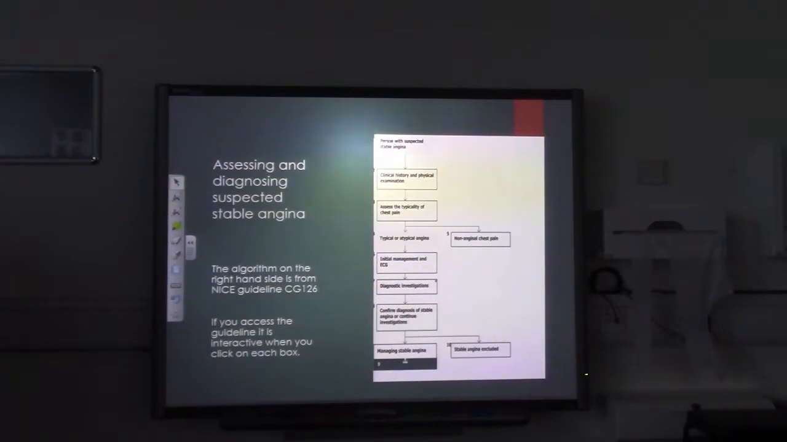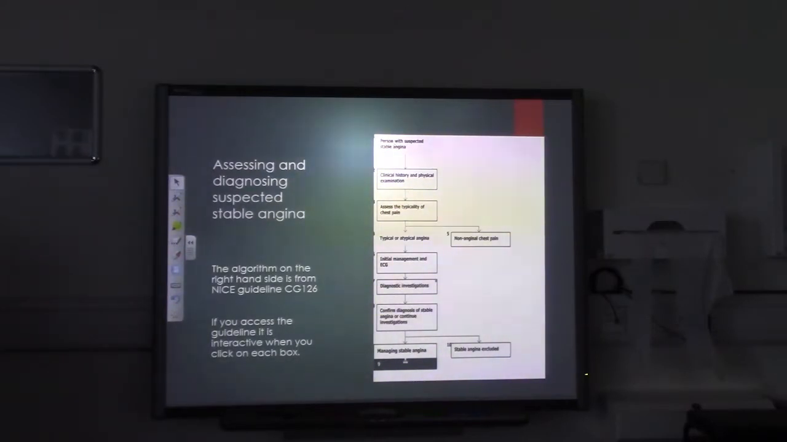Assessing and diagnosing suspected stable angina. This algorithm was lifted from NICE guideline CG126, which there is a link on the hub site for this, and this guideline is actually interactive when you click on it on the NICE website.